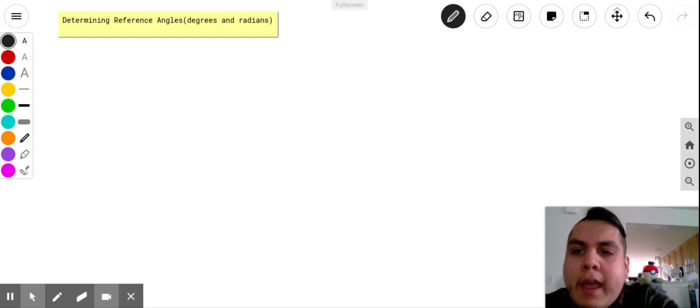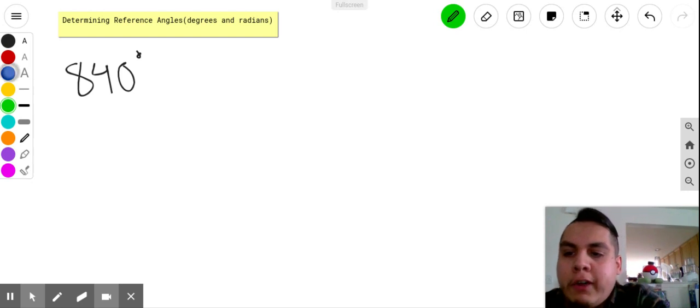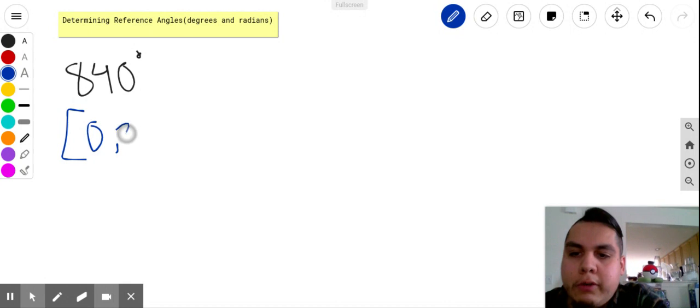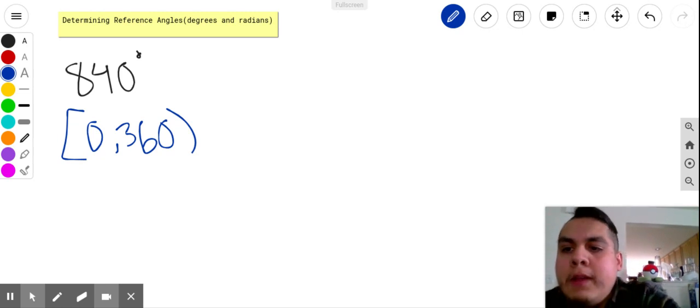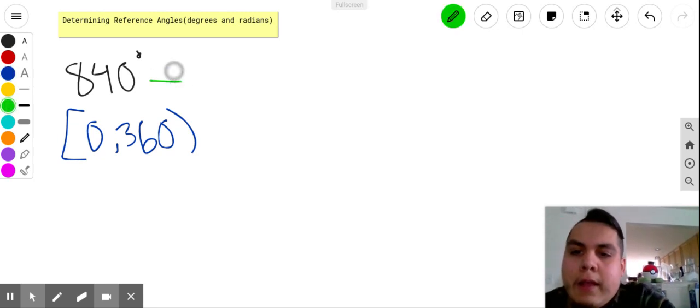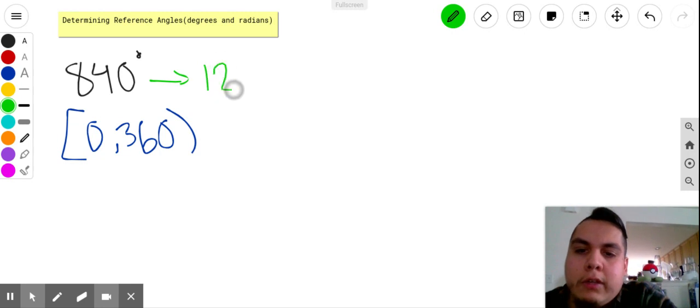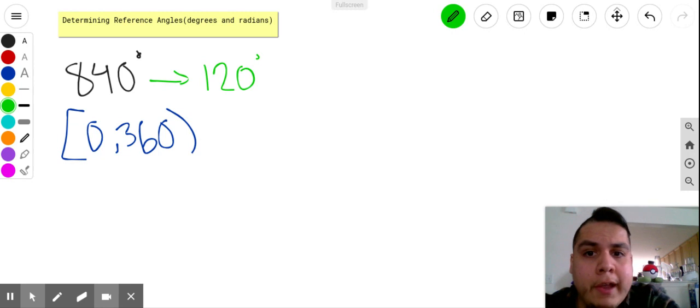So let's say we have 840 degrees. All right. So based off the last video, I need to figure out where this angle would be somewhere between 0 and 360 degrees. So that means I'm looking for a coterminal angle between 0 and 360. And I know that's going to yield 120. You can pause the video, work it out yourselves just to verify how I got my answer if you need to.